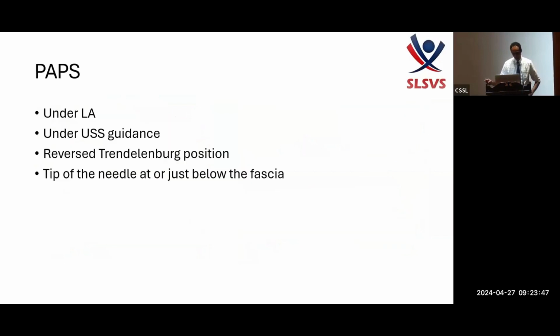The percutaneous ablation of perforators, as I said, is basically done under local anesthesia, and ultrasound guidance is necessary. We start with the reverse Trendelenburg position and then turn the patient to Trendelenburg when the intervention is done. We always keep the needle tip located at or just below the fascial layer to avoid damage to the deep vein and the nerves.